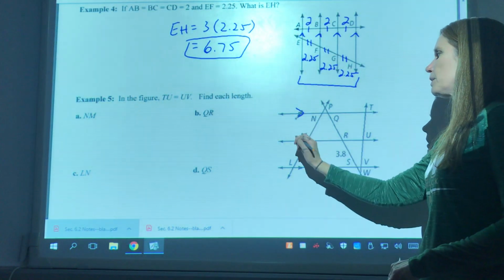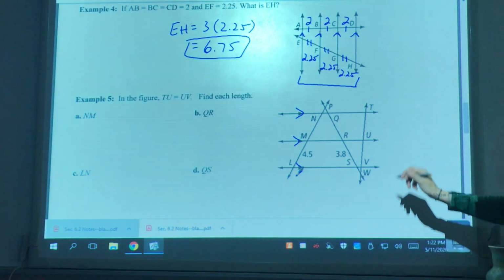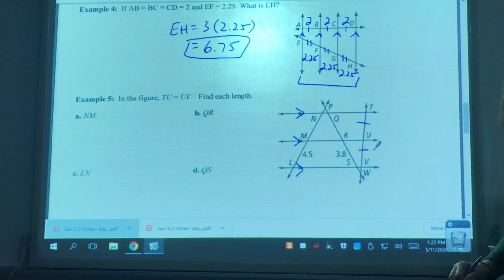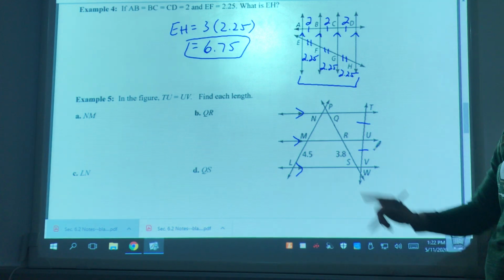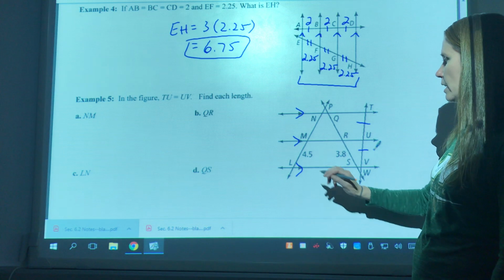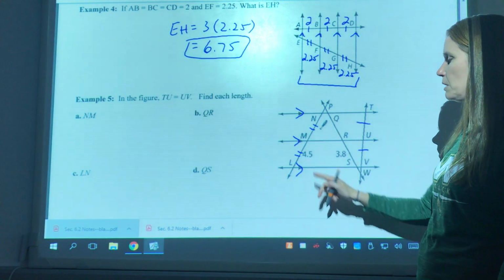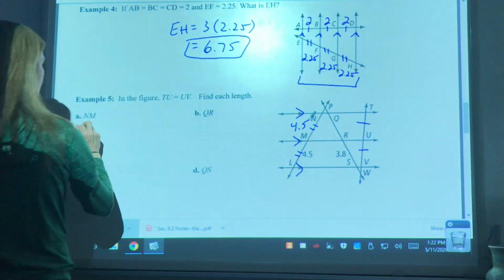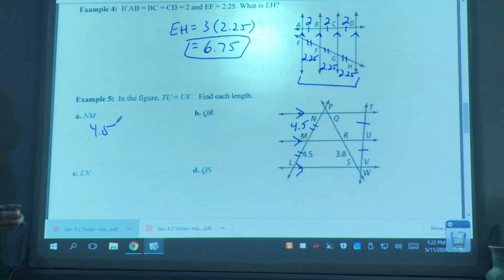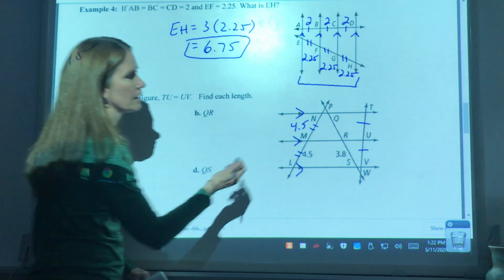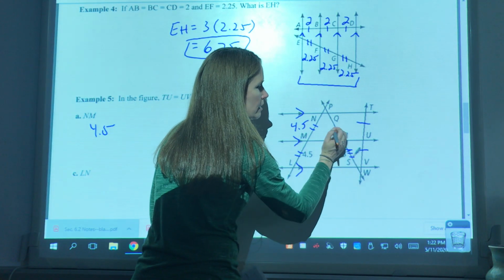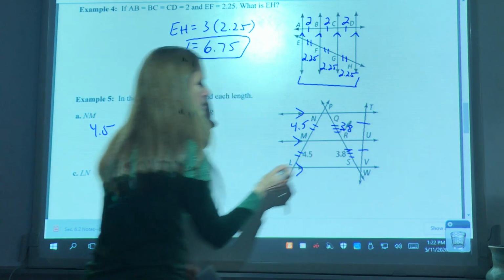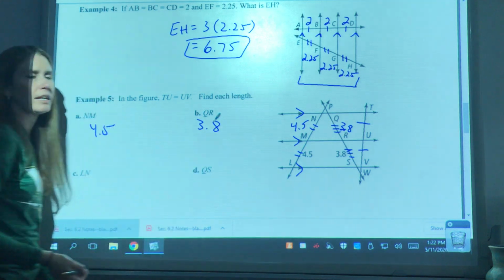so again, we can see our parallel lines. And we can see here that if this piece is congruent to this piece, then we can find all these missing links. So it wants me to find NM. I know that this piece must be congruent to this piece, so if that's 4.5, that must be 4.5. So I'm going to fill that in here. Okay, QR, I can see that if this is 3.8, then that must be 3.8. So I'm going to fill that in, and I know QR must be 3.8.